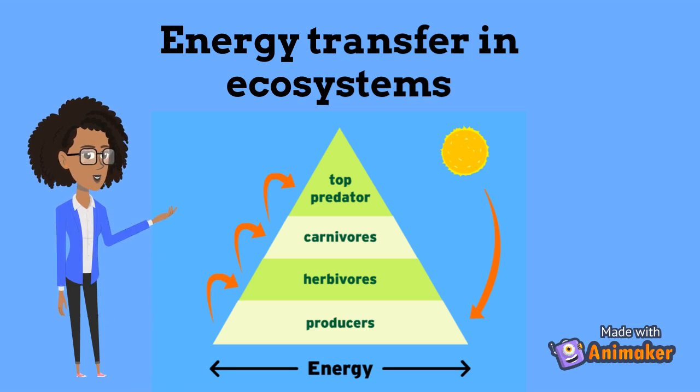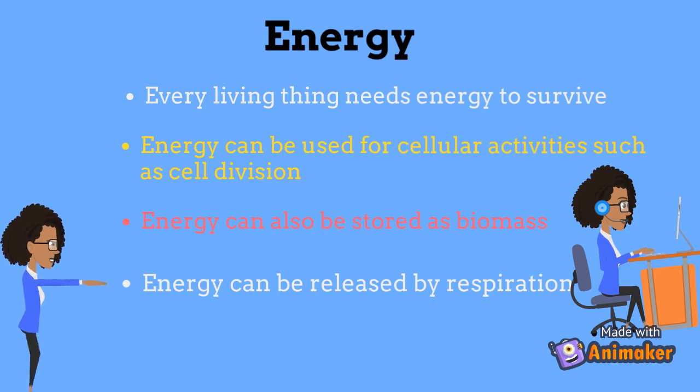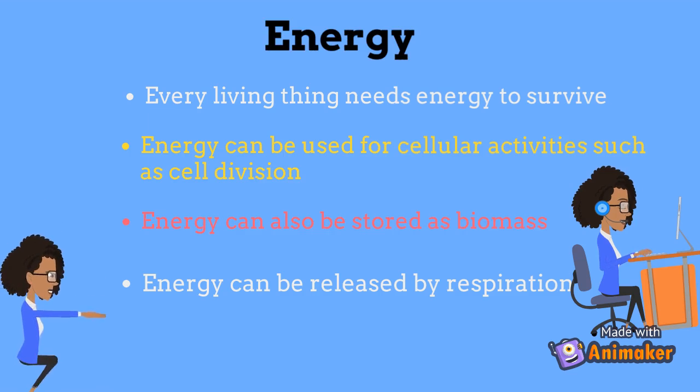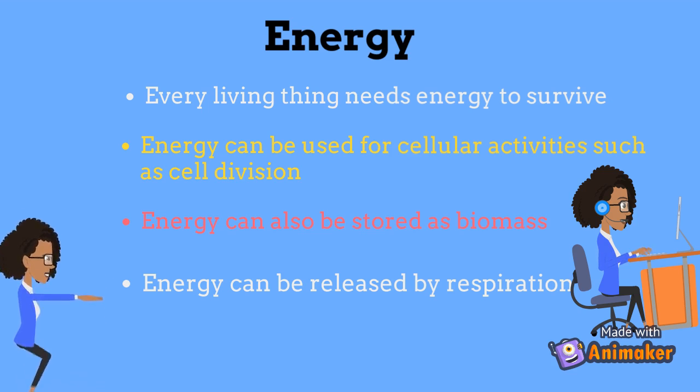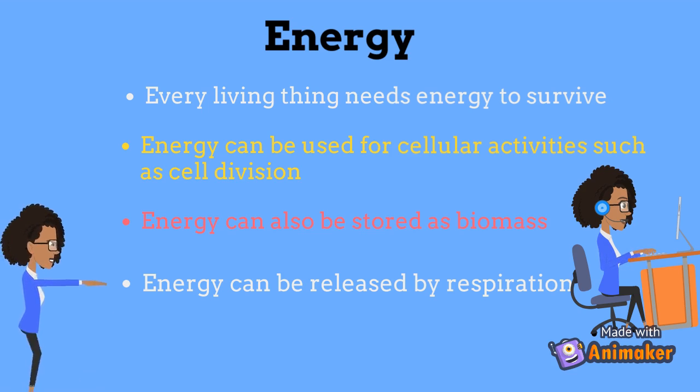While predators get their energy from their prey, there are something called producers, which typically are plants. Plants gain energy from the sun, and when an animal eats the plant, they gain that energy. Energy is incredibly important. Every single living organism needs energy to survive. Energy can be used for cellular activities such as cell division, can be stored as biomass, which is a living organism's total mass, and can be released as respiration.